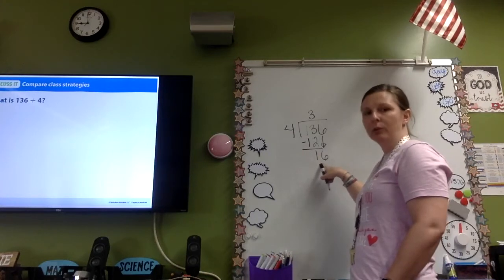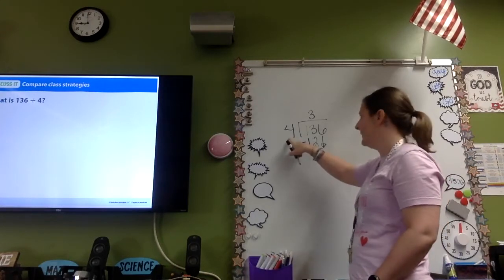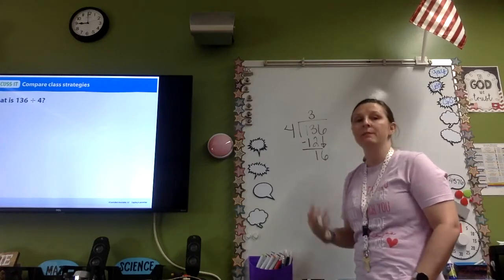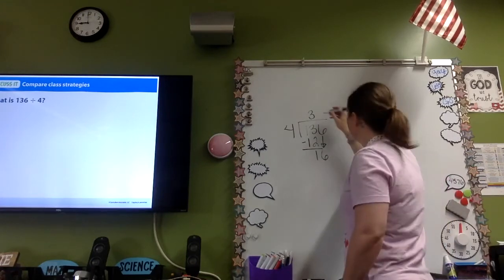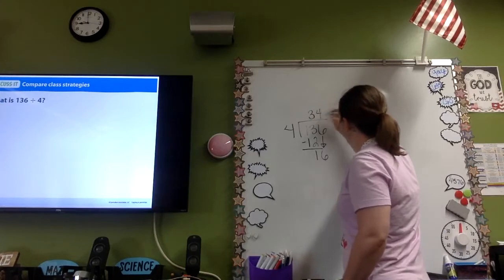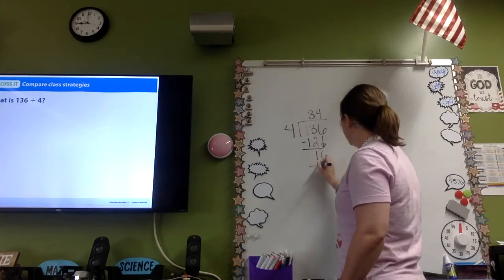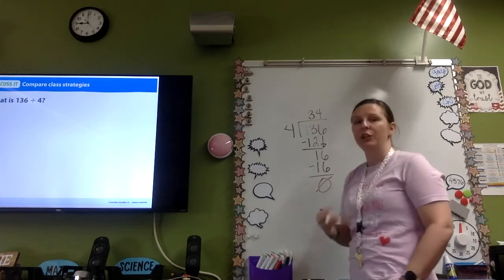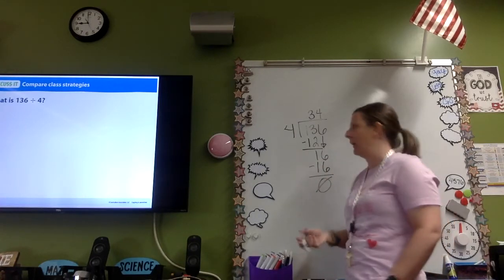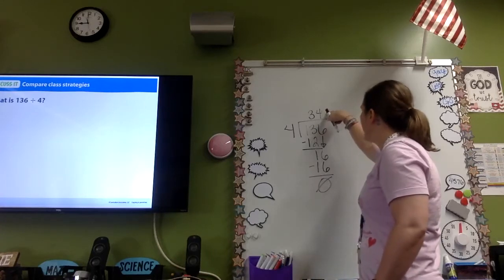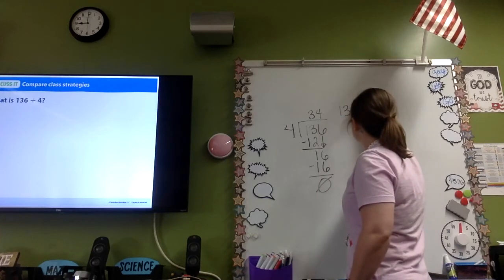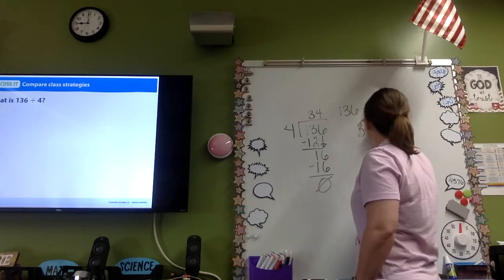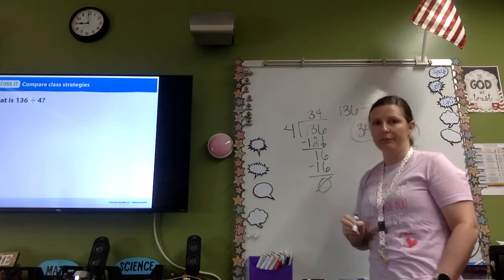16 divided by 4, 4 into 16. How many times will 4 go into 16? Well, I know that 4 times 4 is 16. So I'm going to put a 4 here. And then 4 times 4 is 16, so minus 16, and that is 0. So I have no remainder left over. My answer here is 34. So when I do 136 divided by 4, my answer is 34.